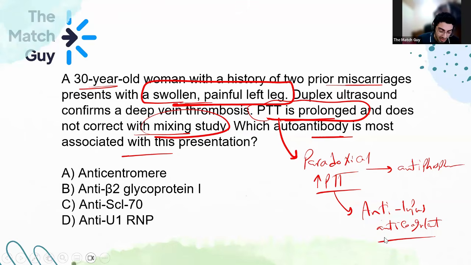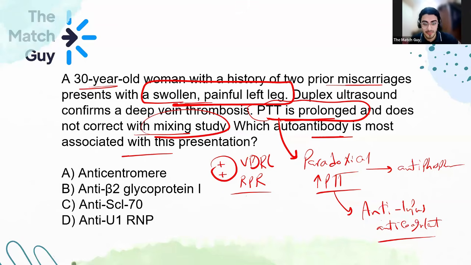We have also a very weird finding in patients with antiphospholipid antibody syndrome, which is false positive VDRL and RPR. These are the tests for syphilis. I know that most of you guys, when you see positive VDRL or positive RPR, you think of syphilis. But we have another disease in the USMLE that can cause false positive VDRL and RPR, which is the antiphospholipid antibody syndrome. And what is the cause of the false positive VDRL and RPR, guys? What is the cause of the false positive VDRL and RPR?